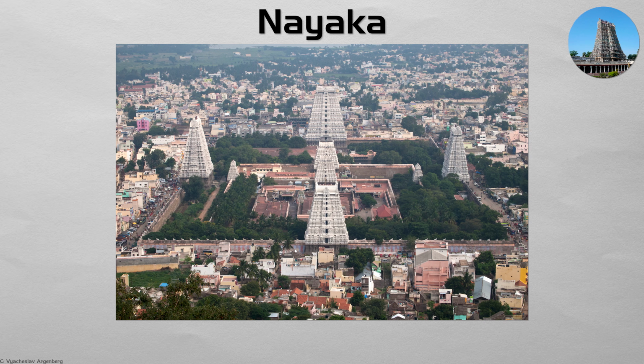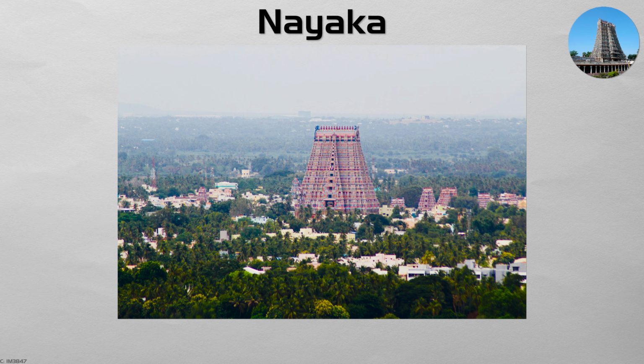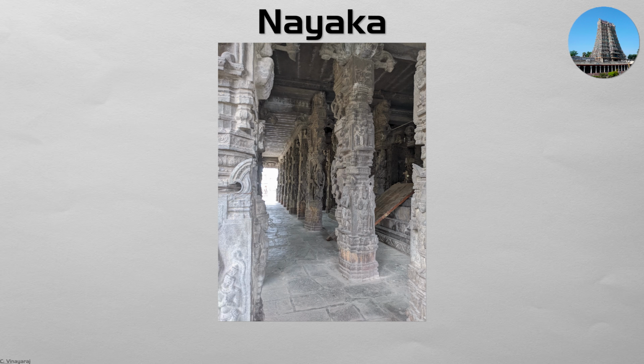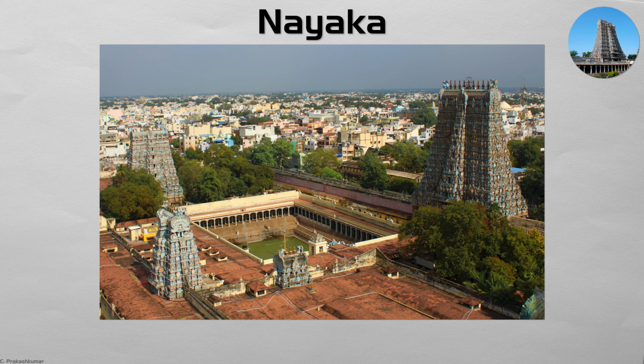Nayaka. An evolution of the Dravidian style, the Nayaka dynasty took the temple complex to its most spectacular and monumental extreme. This style is defined by its temple cities, vast complexes with multiple concentric walls, and enormous, ever-taller gopuram gateway towers. The most famous feature is the Hall of 1,000 Pillars, a massive covered hall filled with rows of intricately carved stone columns. The Meenakshi Temple in Madurai is the ultimate example, a vibrant, sprawling city of gods.